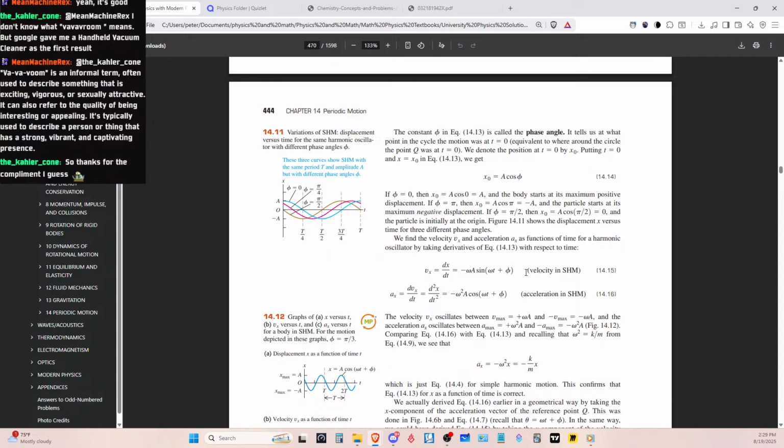Vavavoom is an informal term often used to describe something that is exciting, and okay. It can also be referred to as the quality of being interesting and appealing. It's typically used to describe a person or thing that has a strong, vibrant, and captivating presence. Oh, okay. Interesting. That's some compliment, yeah. Actually, Mean Machine Rex, how's your day so far? What's the best part of your day?